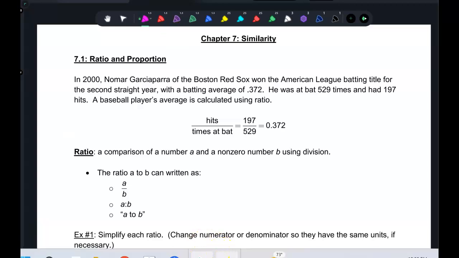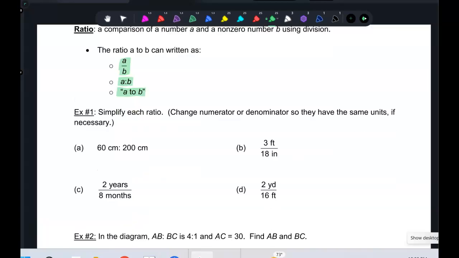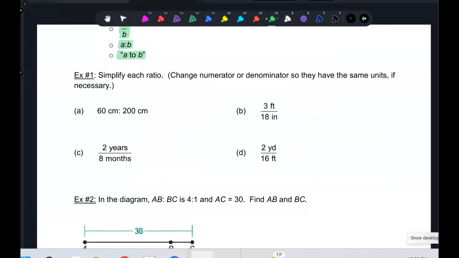So how can you have a ratio? You can have it as a fraction, like here. Have we seen it with the colon, like A to B? No. Okay, well, now you have. Or you can literally write it out in words. So what are we going to mostly use? We're mostly going to use the fraction, okay? So we'll just jump right into simplifying.